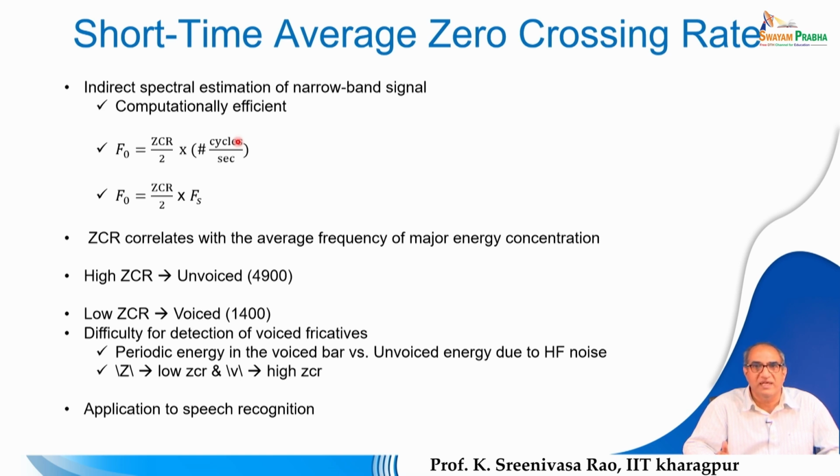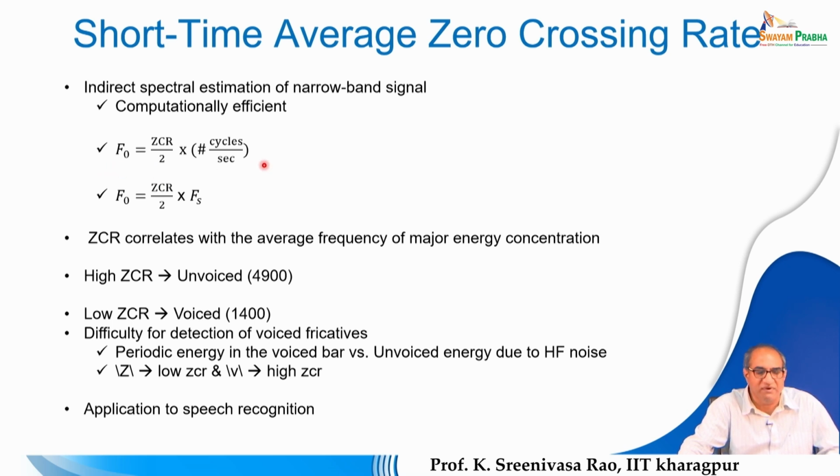So, if you want to analyze the frequency content of a speech signal without going into the frequency domain, from the time domain itself we can get approximate information about the frequency content, or the energy contained in different frequency bands, by analyzing the zero crossing rate. From the zero crossing rate, we can obtain the fundamental frequency present in the given narrow band signal.